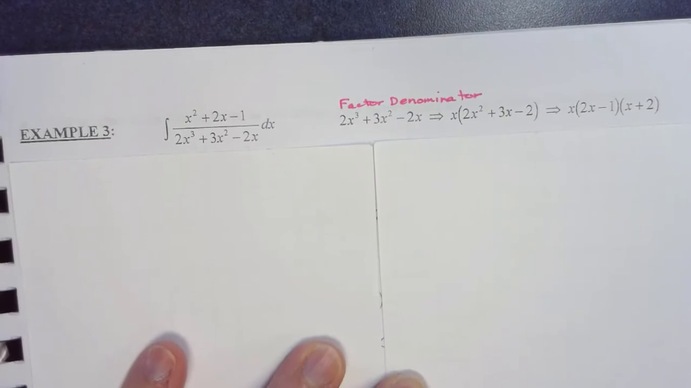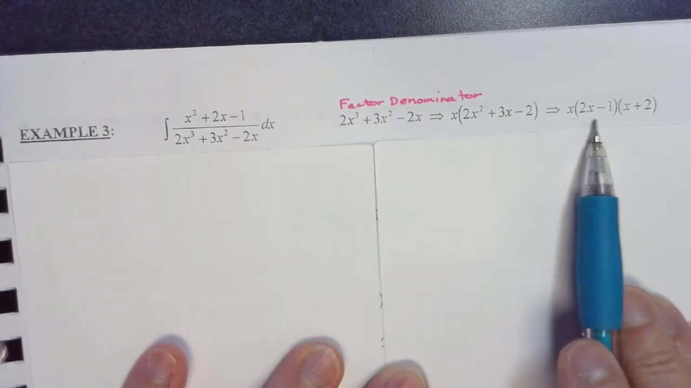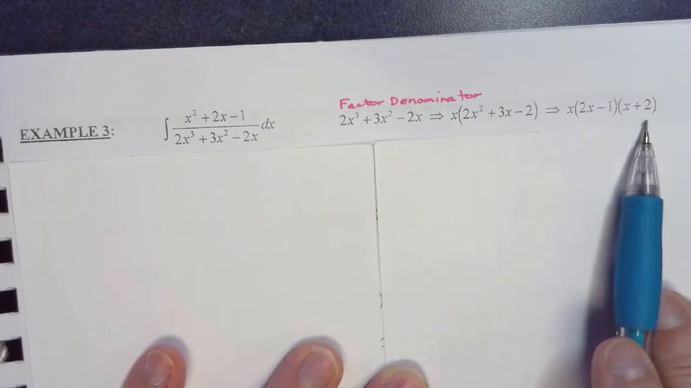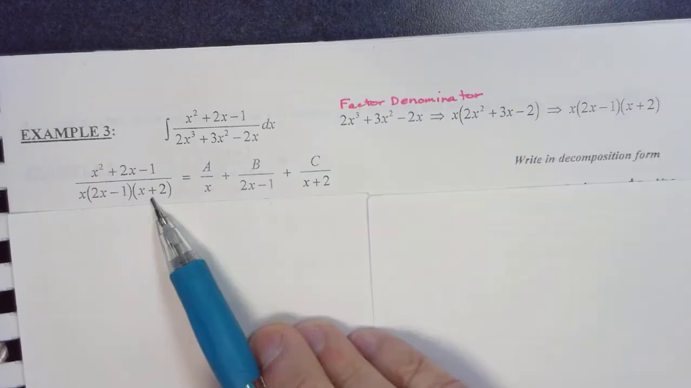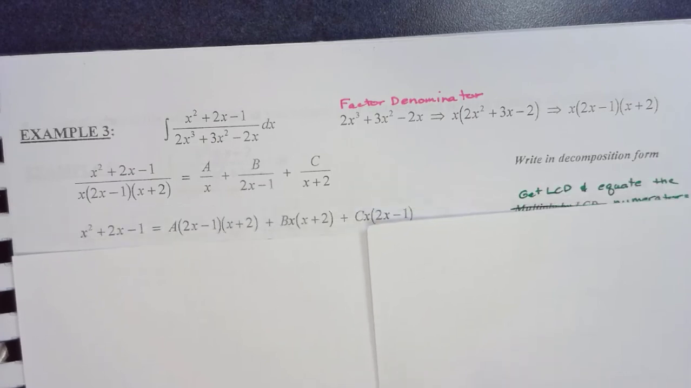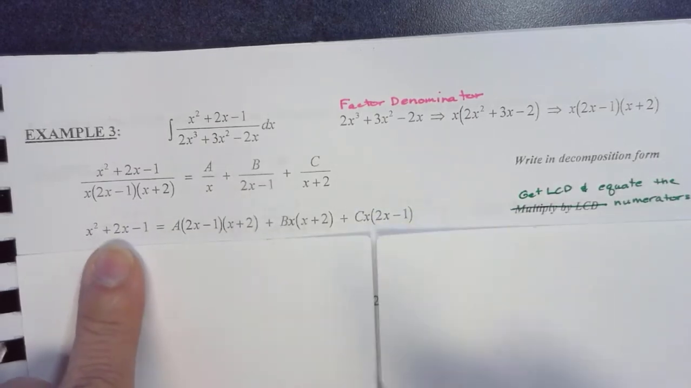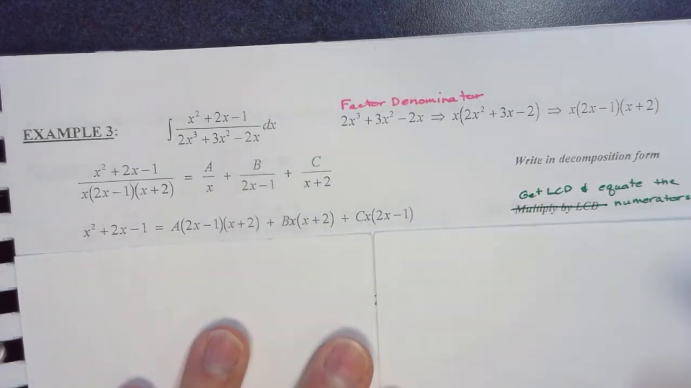Example 3, here's what we want to integrate. We're going to factor the denominator. You can see I have all linear factors. So I'm going to write my fraction like this, in decomposition form, get all of the denominators to be the same so that we can notice only the numerators. So this equals these. And again, we're going to go through our process of eliminating.